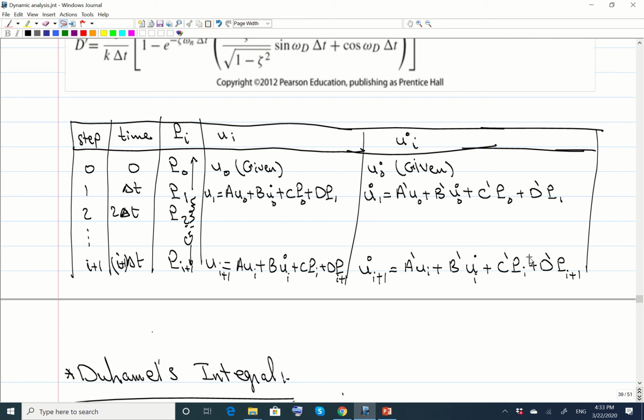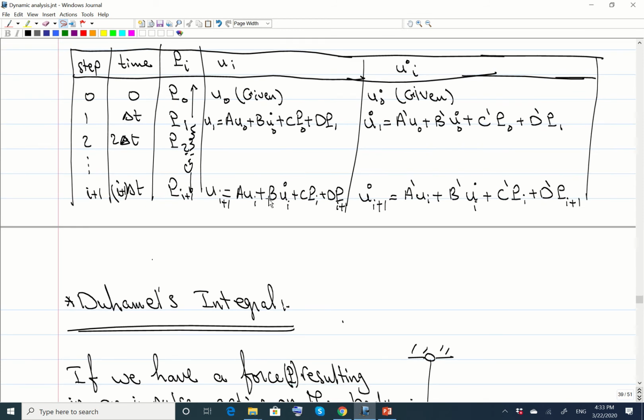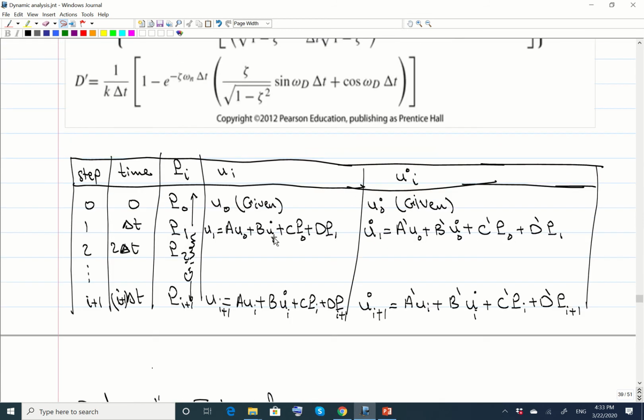I hope you understand this. If you have any problem with this, please let me know. You're going to have an assignment. The first assignment is simply an application of this. You're going to be writing a MATLAB code, or you may like to use an Excel sheet. That's fine. Whatever you want to use.